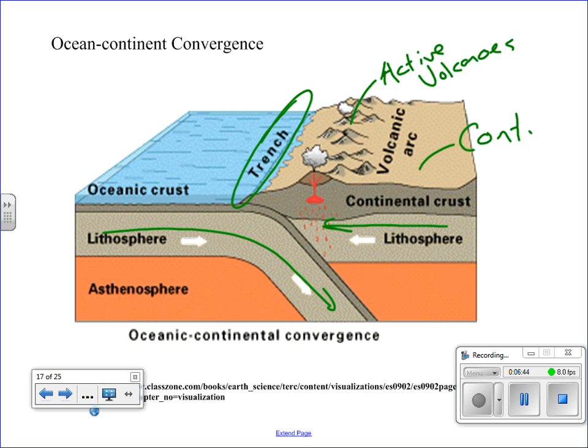Again, located on the coast. Here's the ocean right here. Here's the coast. So you have your coastal mountain chain. And again, shallow, medium, and deep earthquakes.